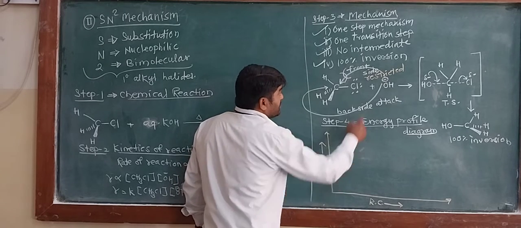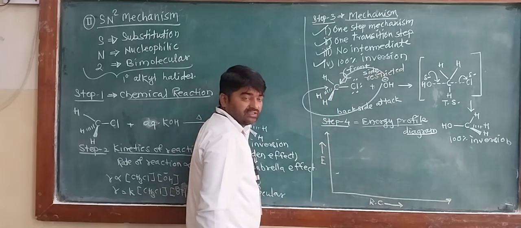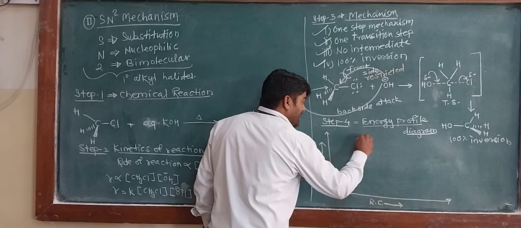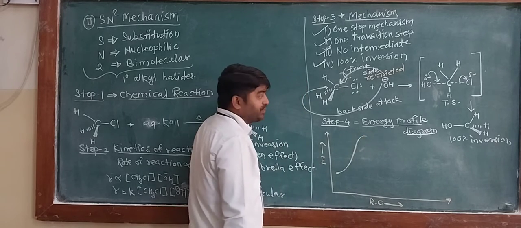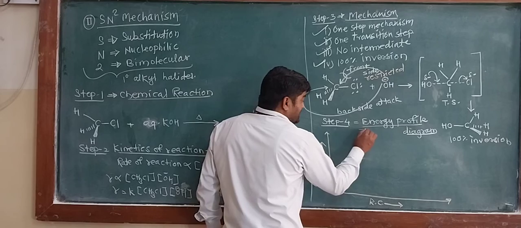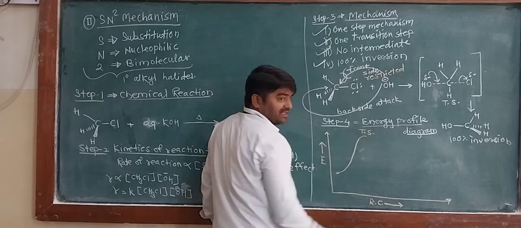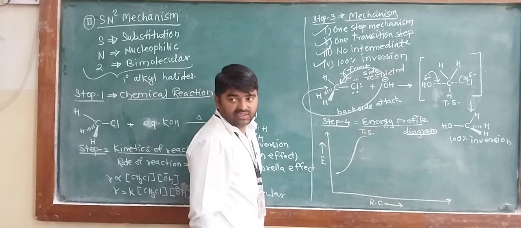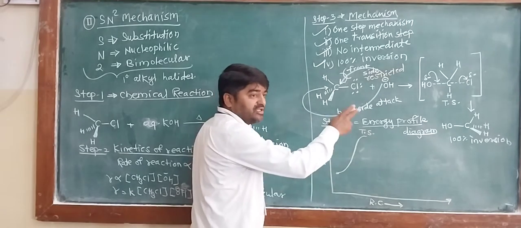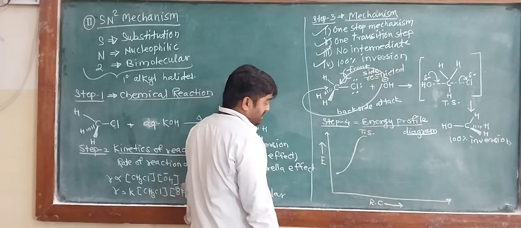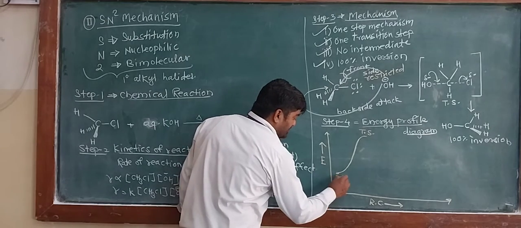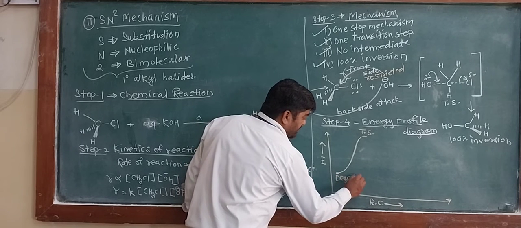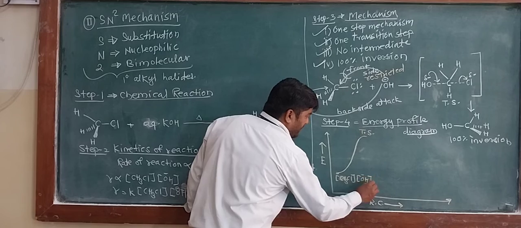Then as the OH minus approaches the substrate, energy of the starting material increases and it reaches up to the transition state. It is a highly energetic transition state, right? Because it is sterically hindered. Carbon atom is pentavalent in this transition state. Here is the substrate, that is methyl chloride, and OH minus ion nucleophile.